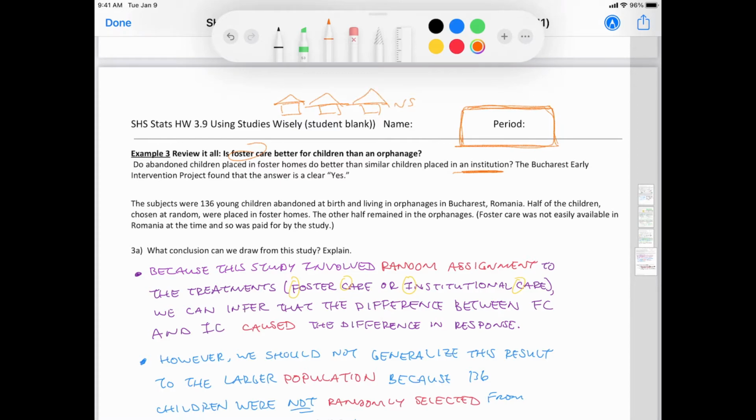The subjects were 136 young children abandoned at birth and living in an orphanage in Bucharest, Romania. Half of the children, chosen at random, were placed in foster homes, and the other half remained in the orphanages. Foster care was not easily available in Romania at the time and was paid for by the study. (3A) What conclusion can we draw from this study? Explain.